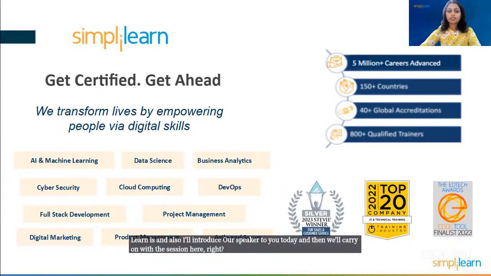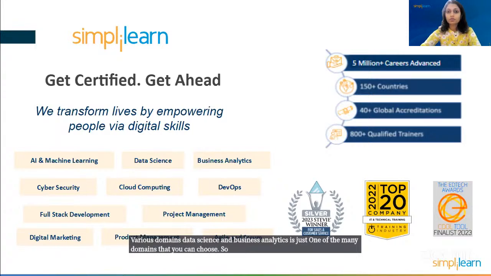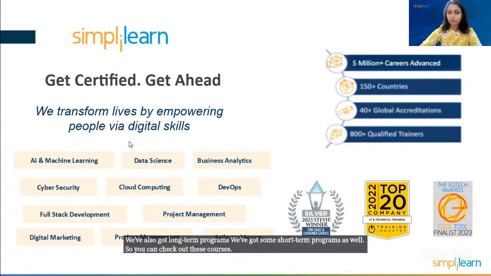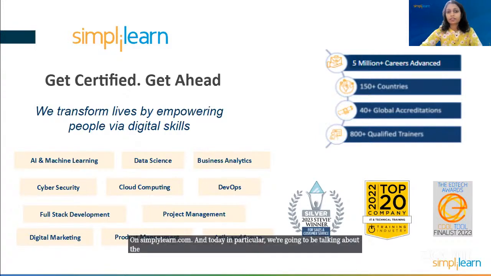So Simplilearn offers skills in various domains. Data science and business analytics is just one of the many domains that you can choose. You've got multiple courses, certifications, long-term programs, and some short-term programs as well. You can check out these courses on simplilearn.com. Today in particular, we're going to be talking about the postgraduate program in data science. Towards the end, I'll take you through the enrollment steps. I'll also help you understand what the program is, how it is going to shape you and help you become a data science professional, along with what we've planned ahead with the session.